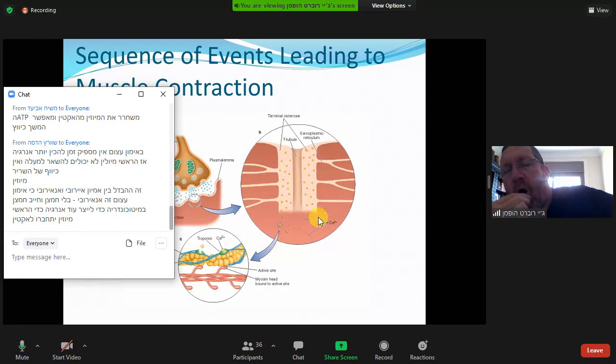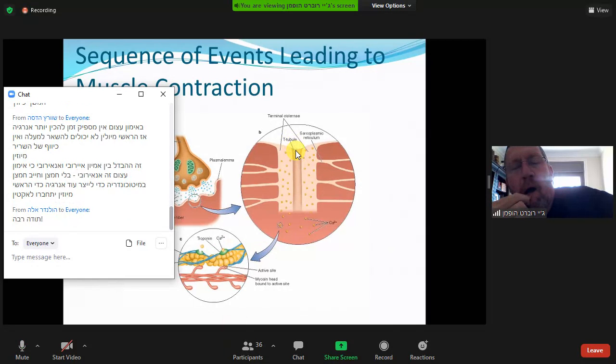What occurs in the T-tubule? The electrical signal. Action potential.